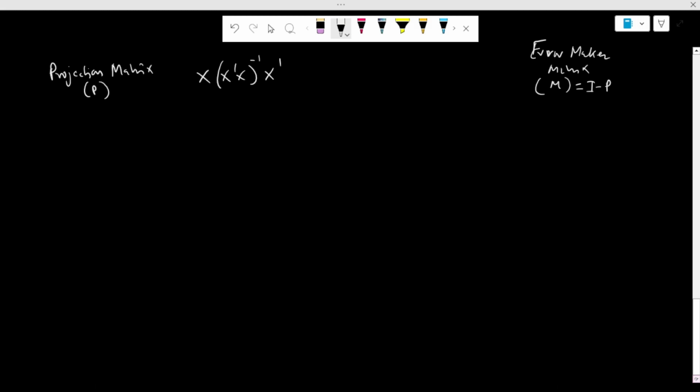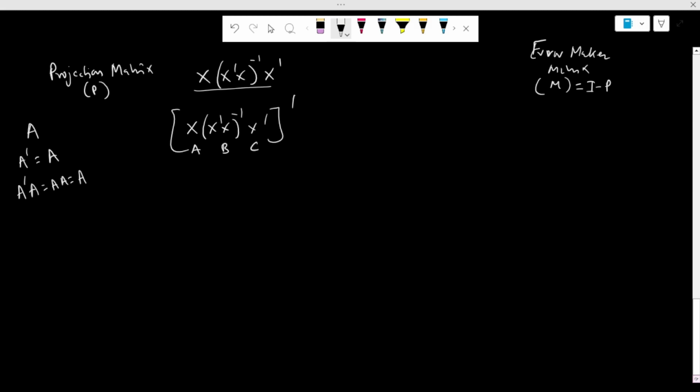Now we are going to prove that both of them are idempotent matrices. So for an idempotent matrix A, we have this property: A transpose is equal to A, and A transpose A, that is A square or simply AA, would also be equal to A. So this is our projection matrix. Now let us take its transpose. For our simplicity, let me term it as ABC. So we know that the transpose of ABC is given by C transpose, B transpose, A transpose.